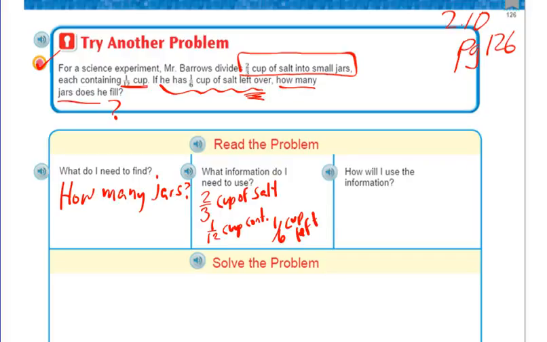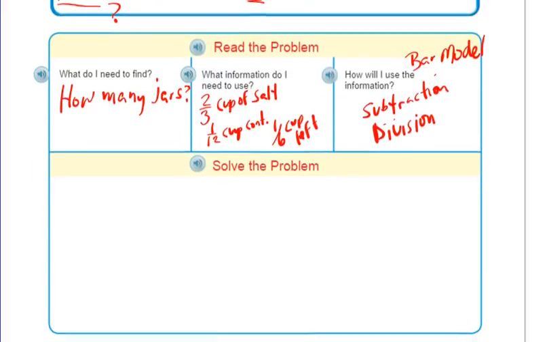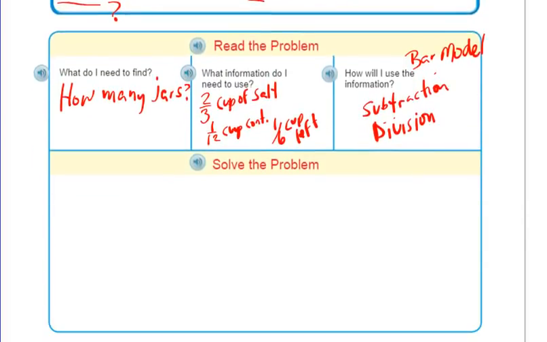How will I use the information? Well, we are going to set up a bar model. It's going to be our strategy here. But I know that since I have a leftover that I'm going to do some subtraction, and I'm going to do some division here. So this is a two-step problem. I'm going to go ahead and scroll down here to the solve the problem piece.